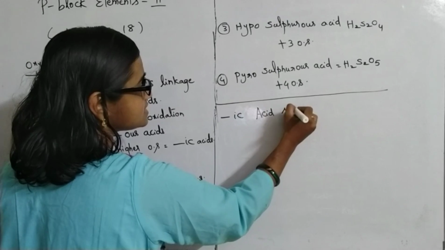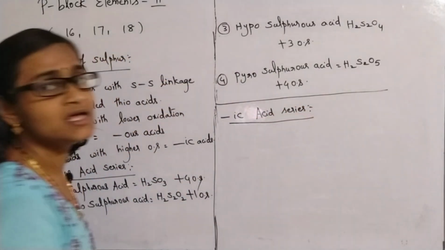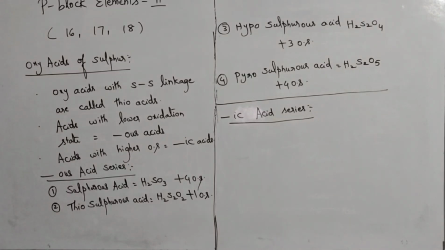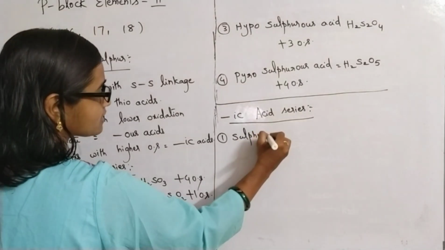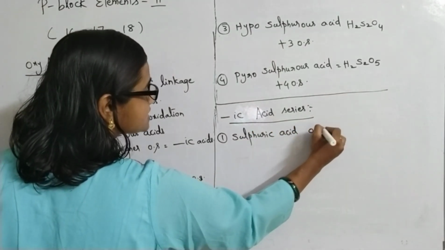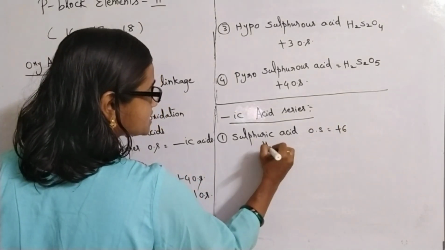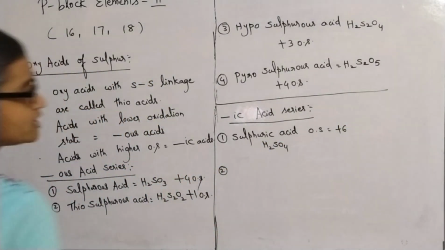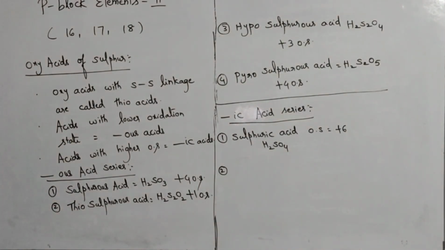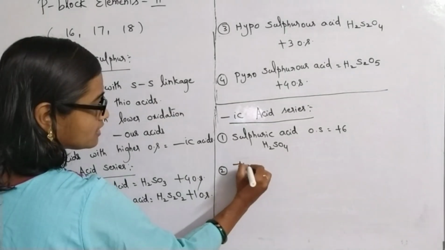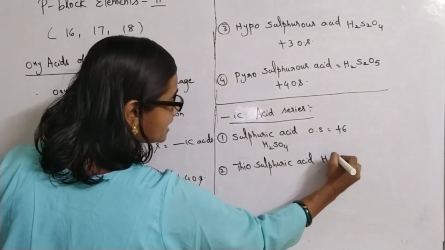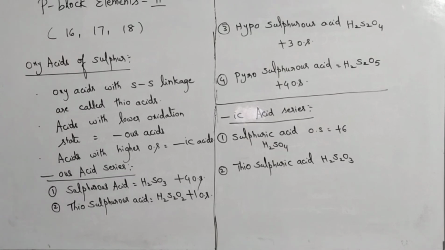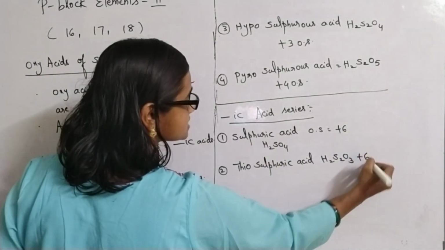These are all called oxoacids of sulfur. There are more chances for you to get questions in this area. In the ic acid series, the first one is sulfuric acid, H2SO4, where the oxidation state of sulfur is +6. Then thiosulfuric acid, H2S2O3. Here also sulfur has a +6 oxidation state.